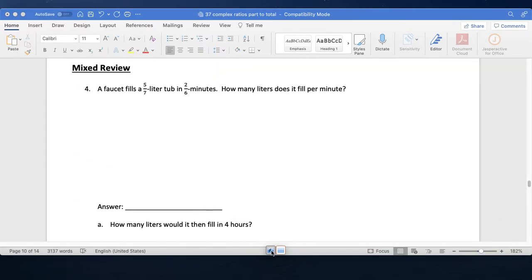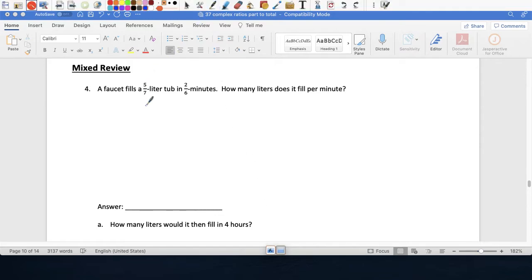Alright, so a couple of different questions here. A faucet fills 5/7 of a liter in 2/6 of a minute. How much does it fill per minute? So we want the unit rate. This one, we want the unit rate.